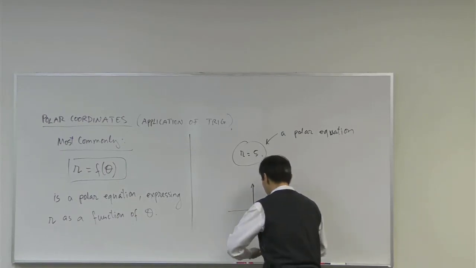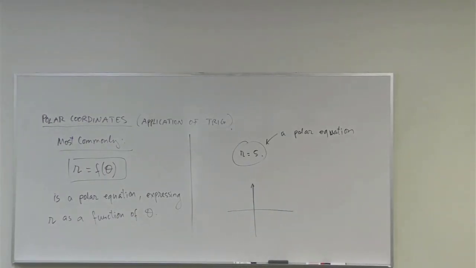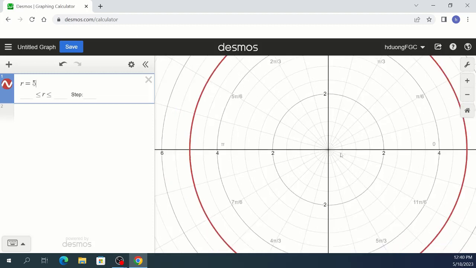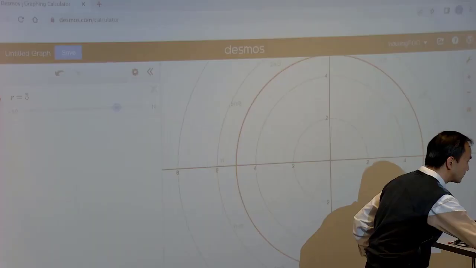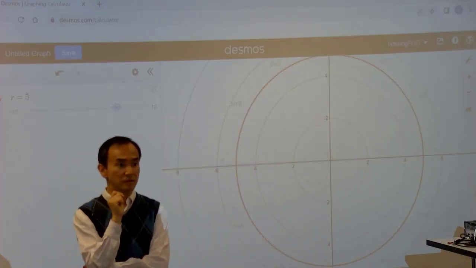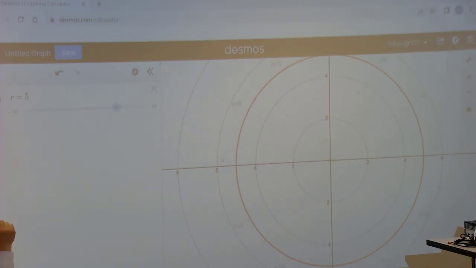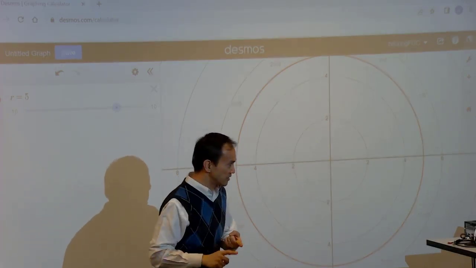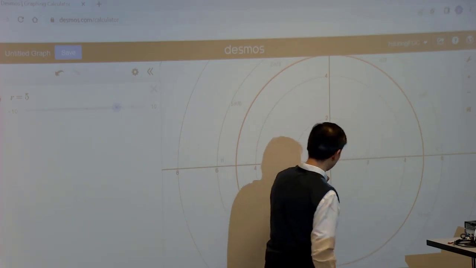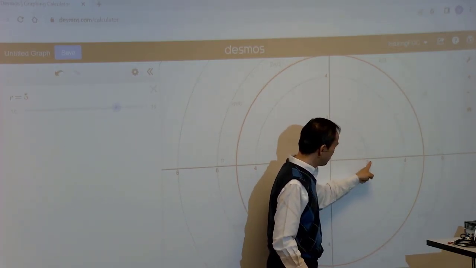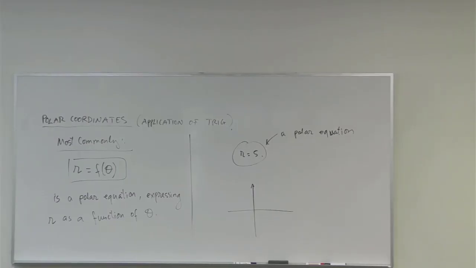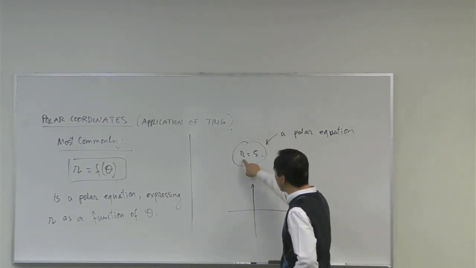It's best that I bring it on the graph here. I'm just going to type in r equals 5. See what kind of picture it gives you? What shape is that? It's just a nice round circle. How big is this circle, by the way? Radius 5. So why is it a circle like that? Because the equation says r equals 5. That means the radius constantly equals 5.